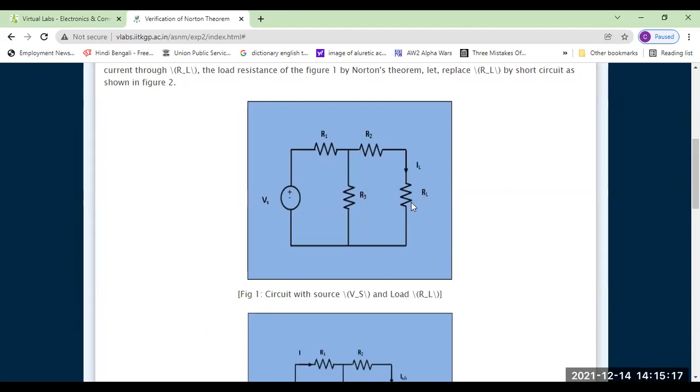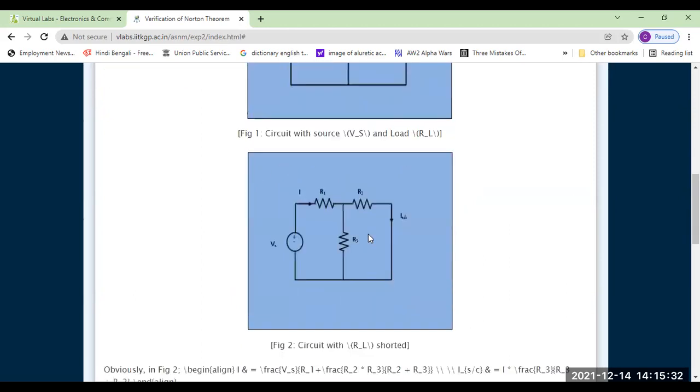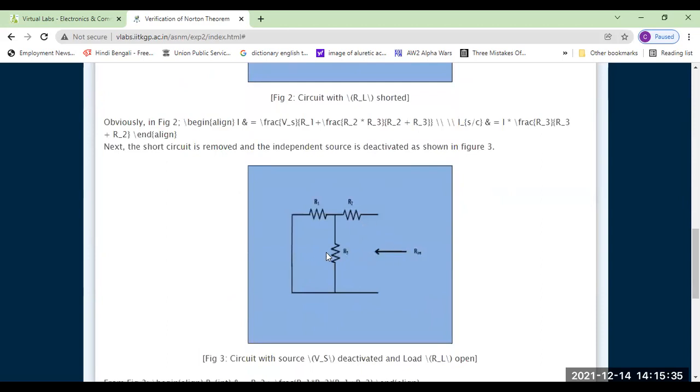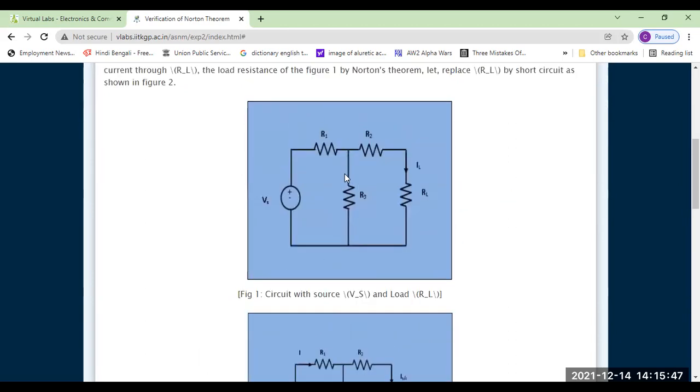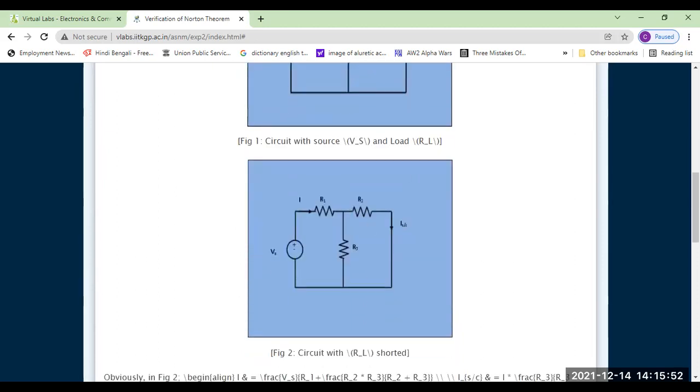What is the short circuit position? The short circuit position is just replacing this RL load and shorting it, then it becomes a short circuit. Then we have to find the short circuit current, in parallel with a resistance. And which resistance? When the load terminal is open and all other sources are removed, we get the internal resistance. So this internal resistance will be in parallel with this current source. Which current source? The short circuit current source.